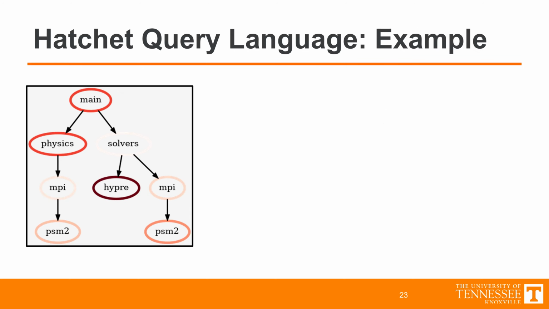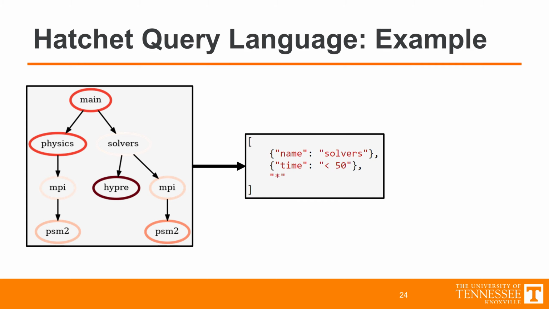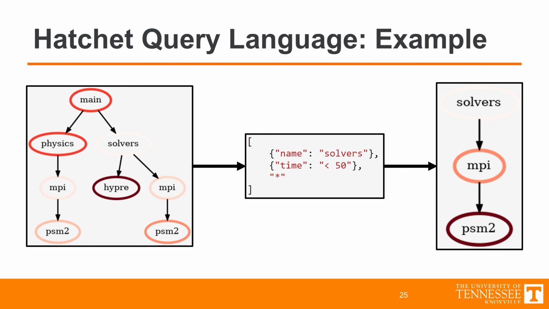Now that you have a sense of how the query language ties into Hatchet, let's look at a simple example of the language in action. In this example, we'll start with the following simple graph. In this graph, each node has two attributes, a name and a time, the latter of which is represented by the node's color. Now let's apply the following query. This query searches for all paths starting with a node named solvers, directly followed by a node with a time less than 50, followed by 0 or more of any node. There is only one path in the original graph matching this query, so the returned graph is simply this path.